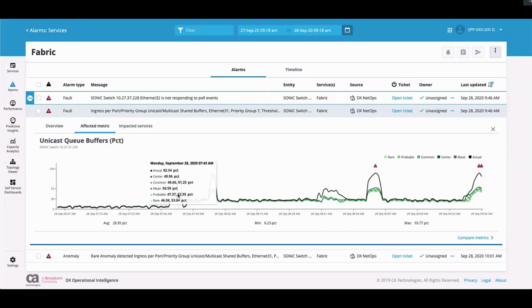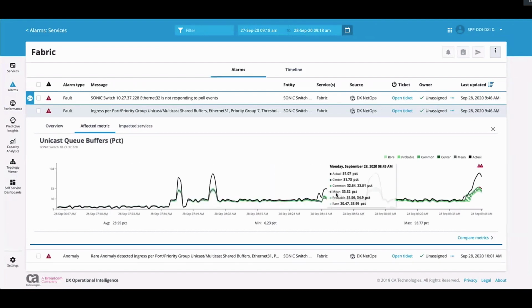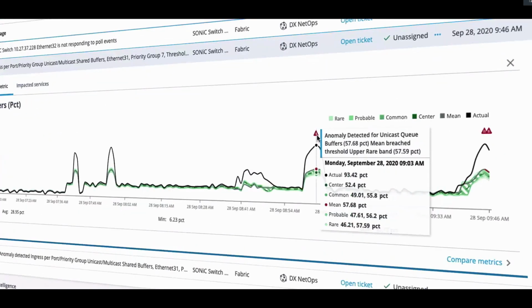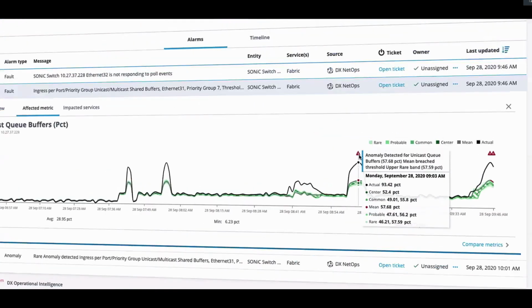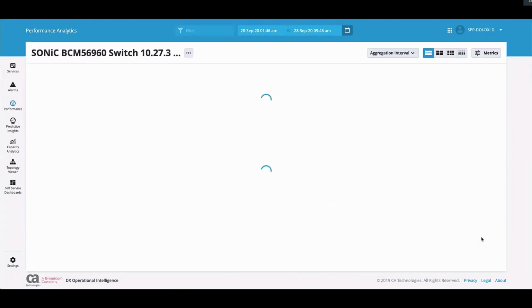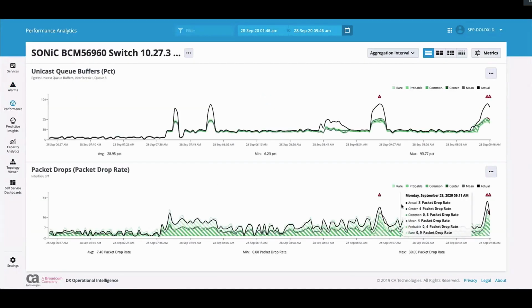Clicking on the Affected Metrics tab shows the machine learning algorithm used to identify the associated anomaly alarm. If we look at the anomaly detected, this is not your normal SNMP data. This is per packet data we're getting directly from next generation Broadcom silicon and telemetry. The switch and embedded silicon itself is telling us that there's congestion on Ethernet 31 now, due to an unresponsive interface 32. We can compare metrics for even further validation.